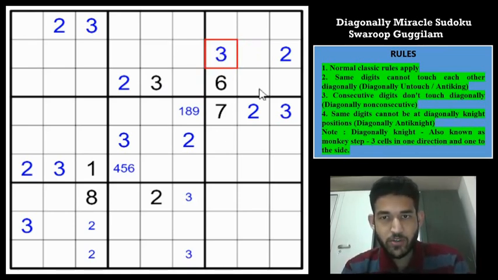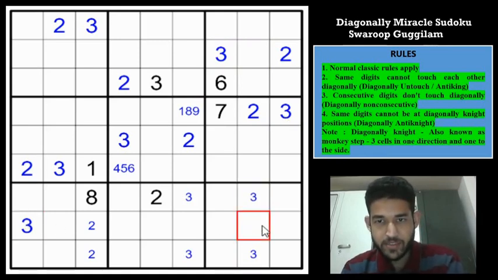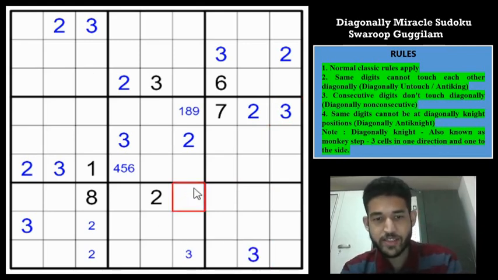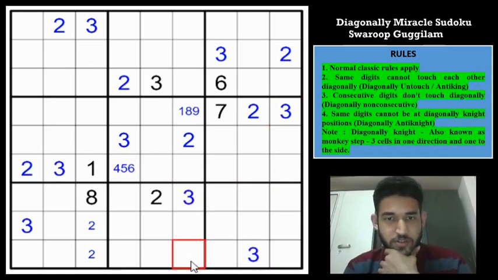And now let us look at these 3's. We can get the 3 in column 8. This 3 eliminates this one, and this 3 eliminates this one, right? Monkey step 1, 2, 3 and 1 cell in perpendicular direction. So we get the 3. I think we have resolved all the 3's now. That's good.